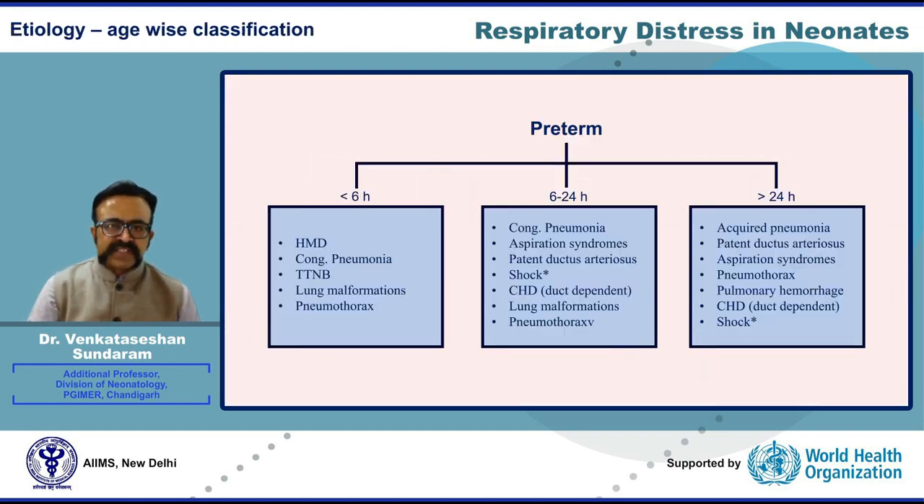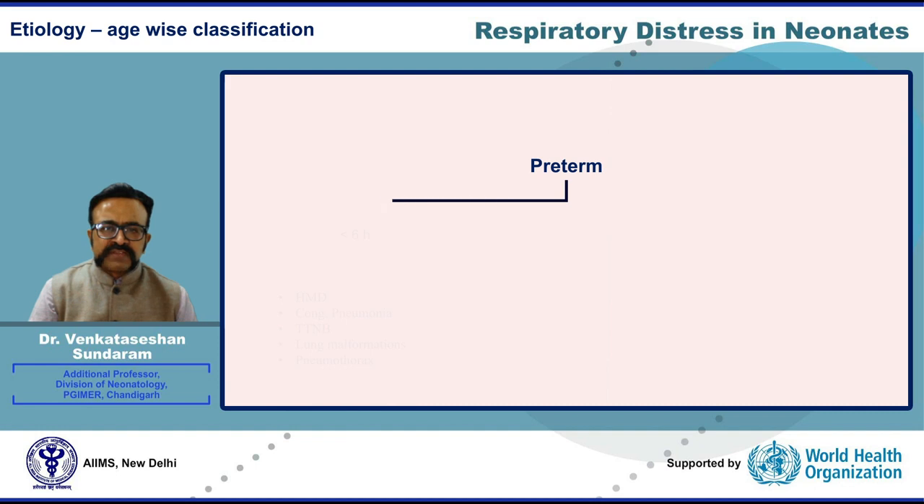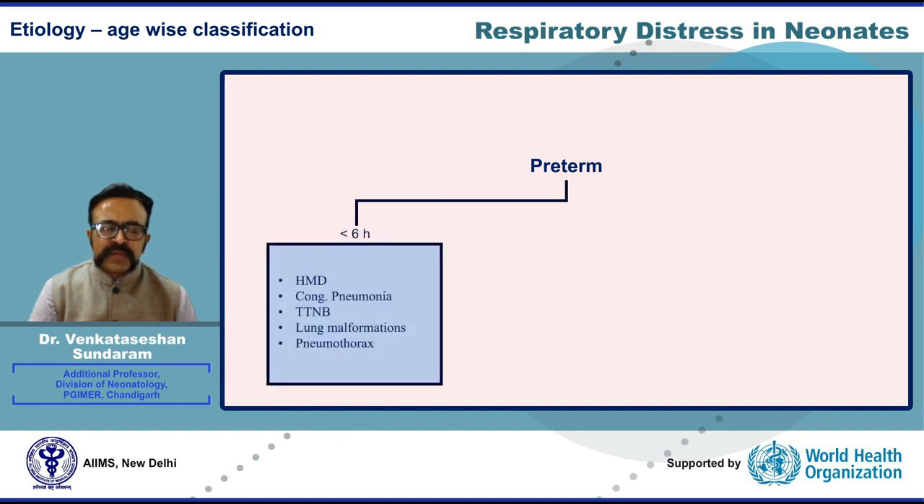Now, to a large extent, common etiologies have certain age of onset and they have an understandable and predictable course. I will read only those important ones here. The usual causes with onset within 6 hours of life in a preterm newborn are RDS, older term is called hyaline membrane disease. The second important cause is pneumonia, which is congenital.